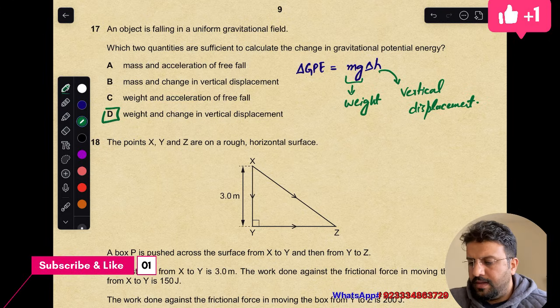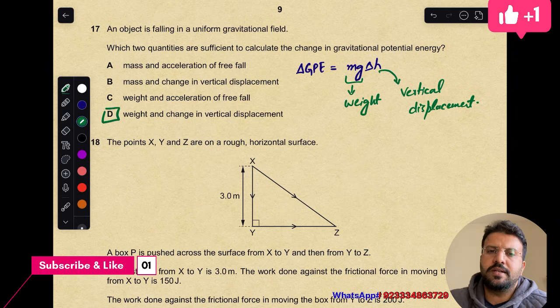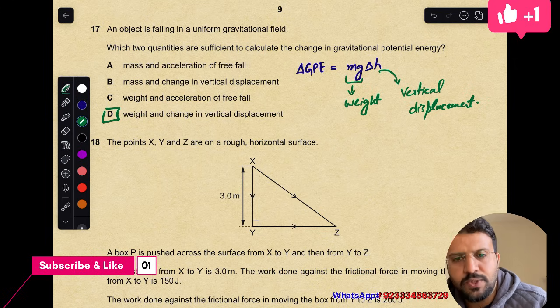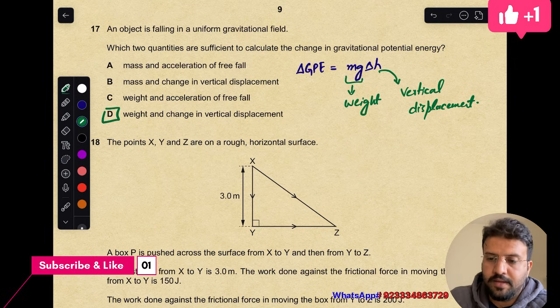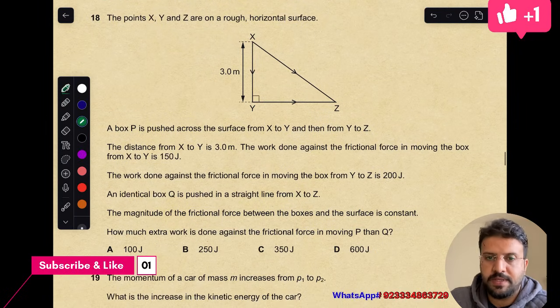So why do we need the g as well? Because they haven't told us whether it's moving on the earth or somewhere else. We don't know the value of g. So if you don't know the value of g already, then what you need is the weight and the vertical displacement.